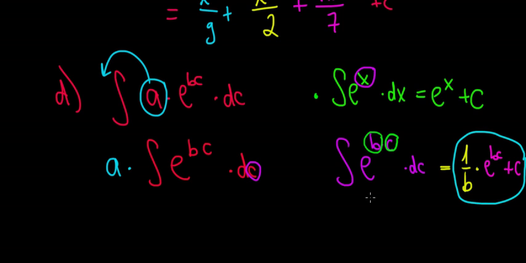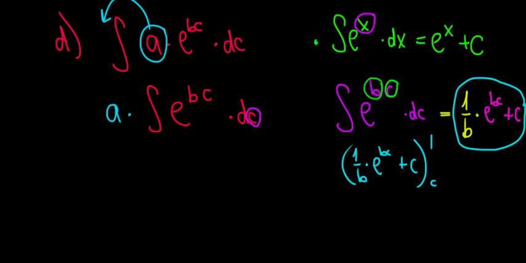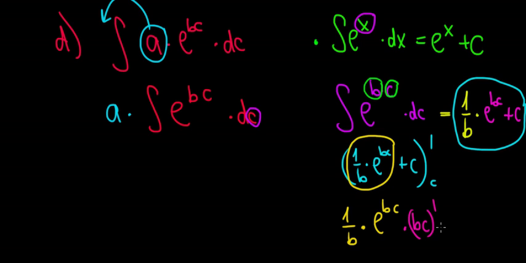Let's just do it to prove to ourselves. We have 1 over b times e to the power of bc plus a constant, derivative with respect to c. So how does that work out? Well, let's see. We will differentiate every term. 1 over b times e to the power of bc. We keep the constant, 1 over b. We differentiate e to the power of bc, which is e to the power of bc times the derivative of the power, because we're using the chain rule. So bc derivative with respect to c, and then plus the constant derivative is just plus 0.